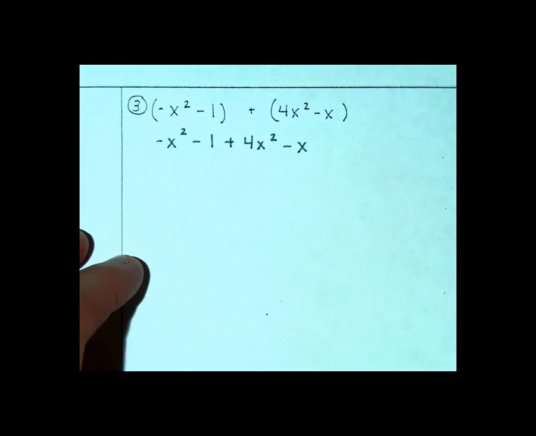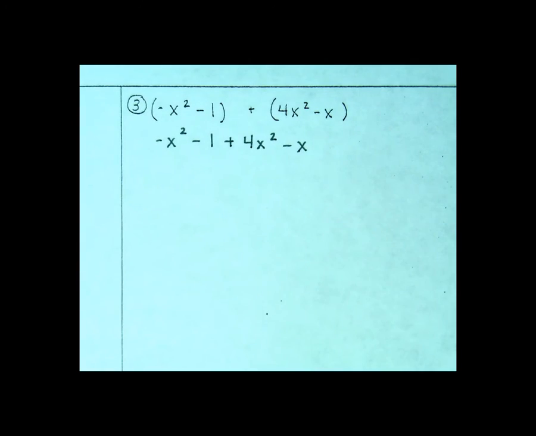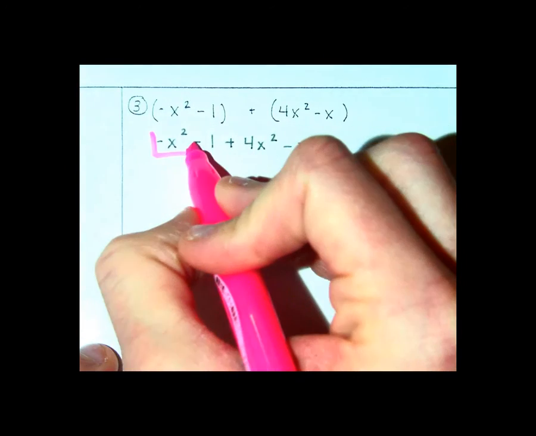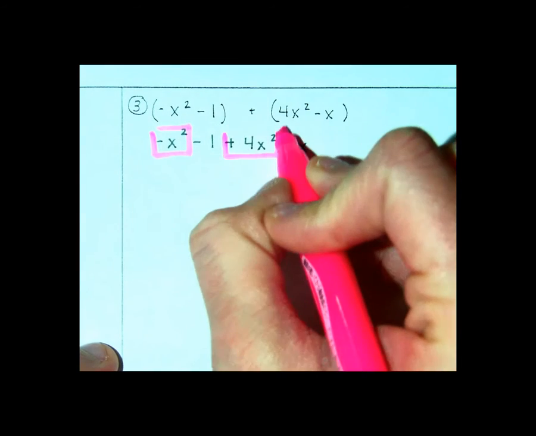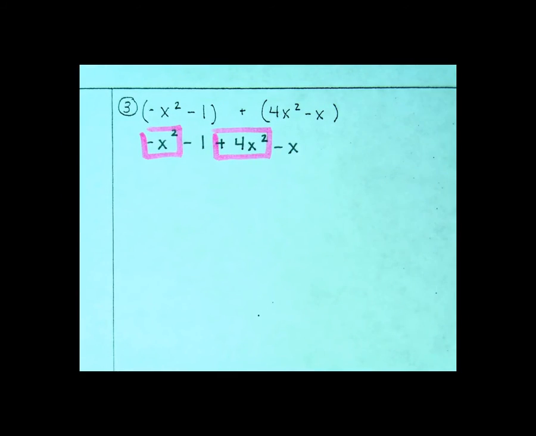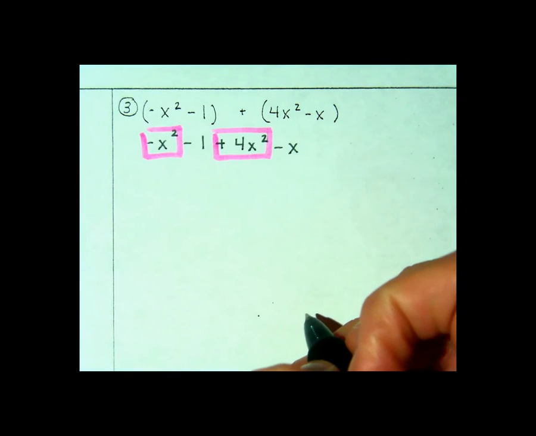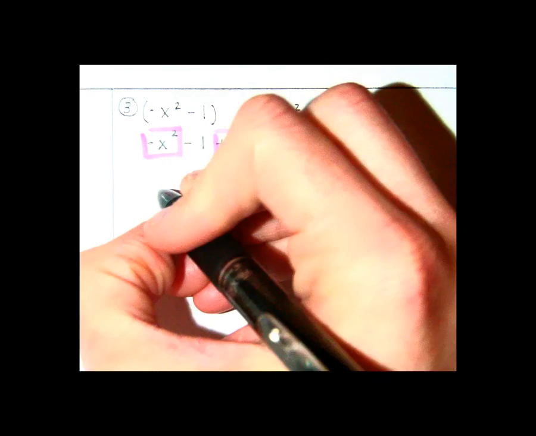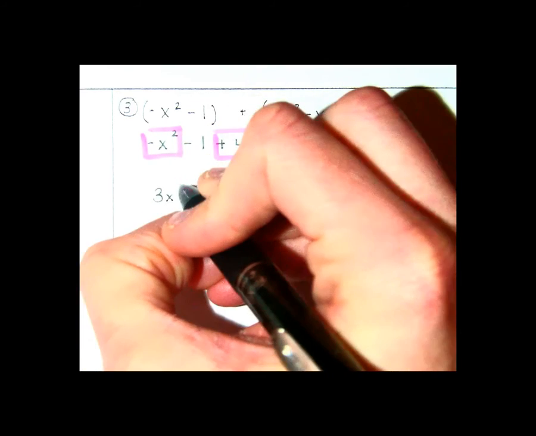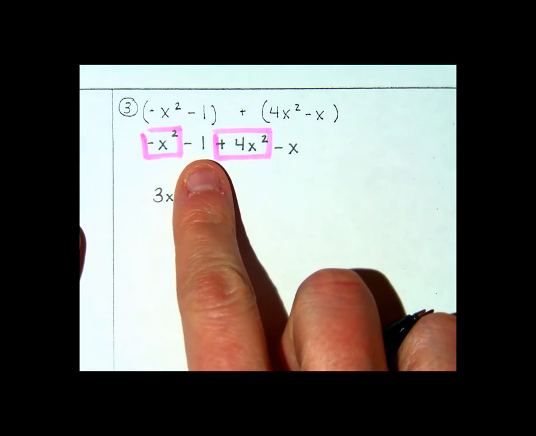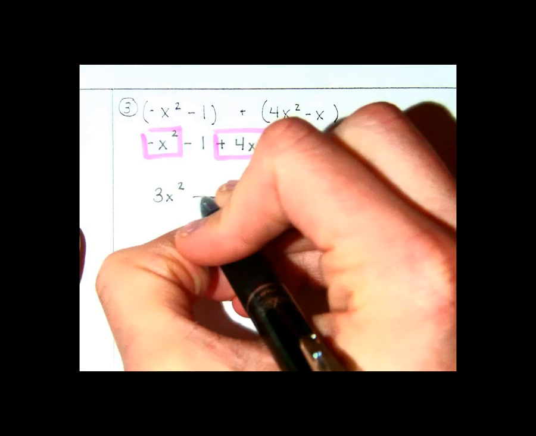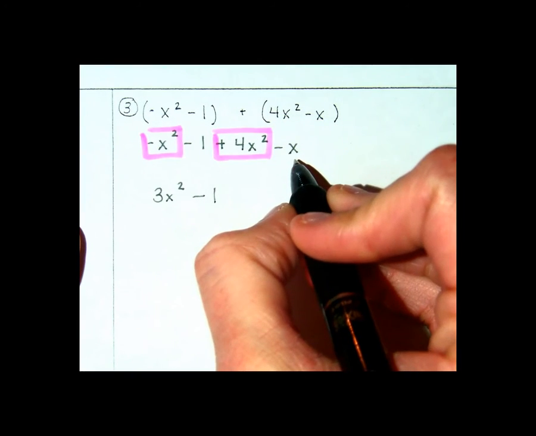Okay, what about like terms? What do I have? Okay, negative 4x, negative x squared, plus 4x squared. What happens there? It becomes positive 3x squared. Okay? Does negative 1 have a like term? Okay. Does negative x have a like term?